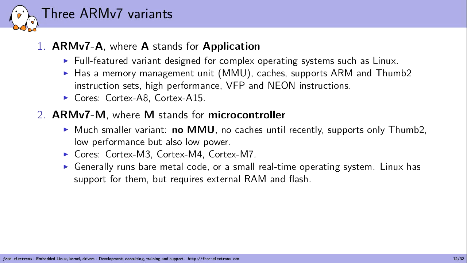So Linux can run on those ARMv7M, but requires external RAM and flash. So ARMv7M is really microcontroller oriented. So we'll find lots of ARMv7M SoCs that have built-in RAM and built-in flash. And the idea is that you don't have to have external RAM, external flash on your system to lower the cost, lower the power consumption. But they have too little RAM and too little flash to run a full-blown Linux kernel currently.